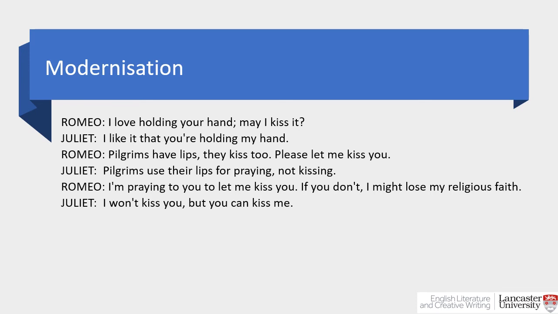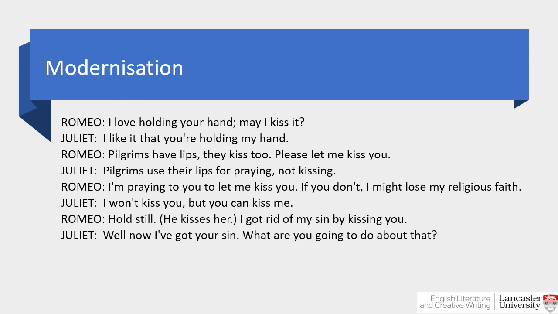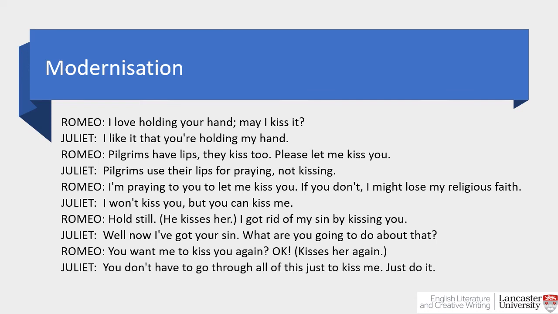So we go down the coy Juliet and the passionate Romeo. He's holding her, he's kissing her. And then he goes, I got rid of my sin by kissing you. Again, this makes absolutely no sense. Even in the metaphor, we've got so many pieces missing. And Juliet goes on, I've got your sin, what are you going to do about that? You want me to kiss you again? Okay. You don't have to go through all of this just to kiss me, just do it.